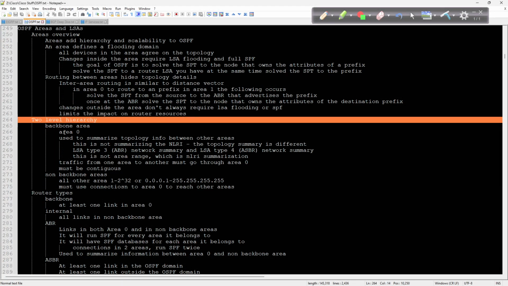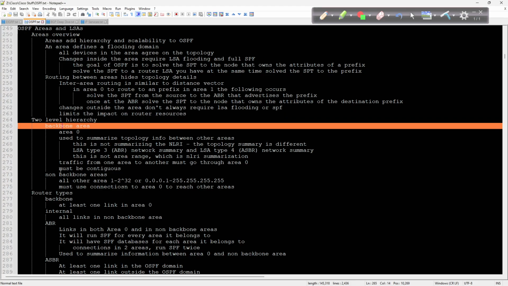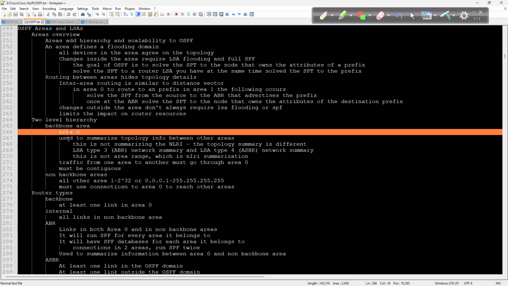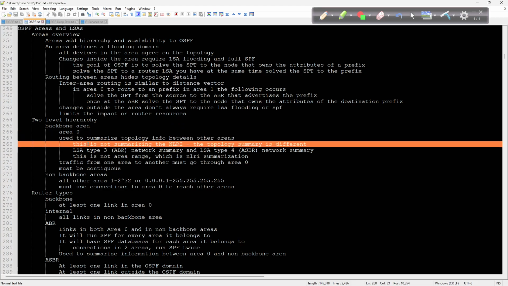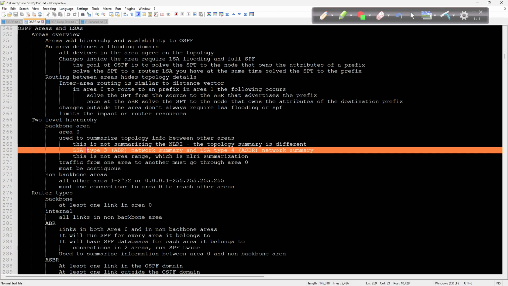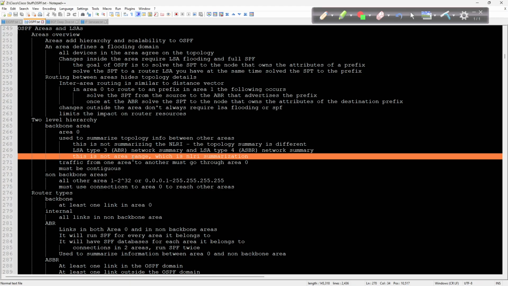So we have a two-level hierarchy. We have our backbone area, which is also known as area 0, and it's used to summarize topology information between other areas. This is not summarizing the network layer reachability information. The topology summary is different. So we'll talk a little bit about how that comes into play later on. So LSA type 3, the ABR network summary, and LSA type 4, the ASBR network summary, are going to provide us a summary of what's going on. So this is not an area range, which is NLRI summarization.